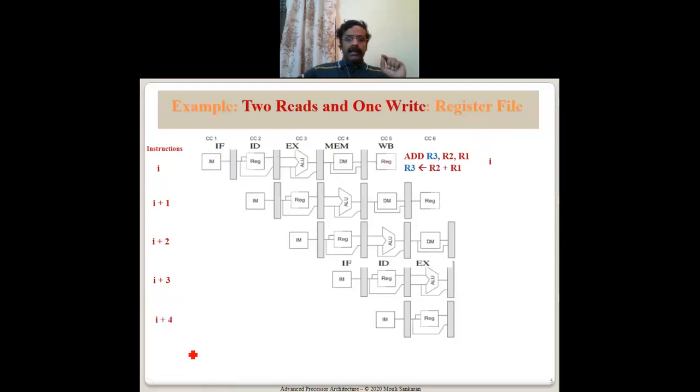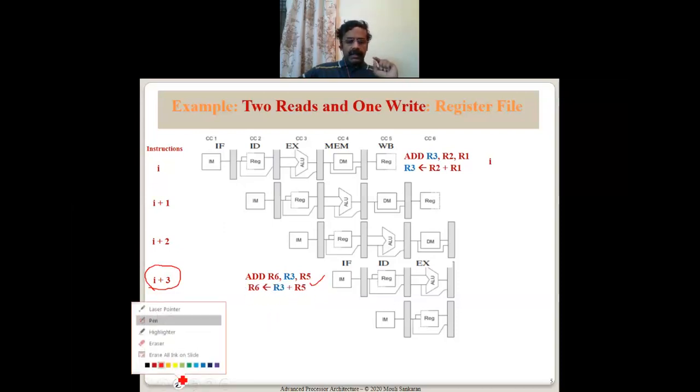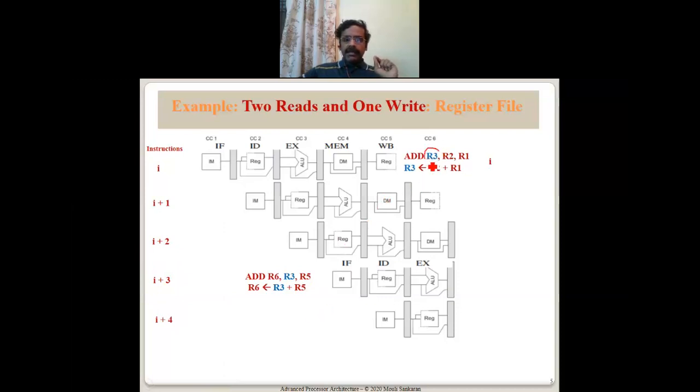Okay, now let us see. I am just assuming there is one more instruction, I plus 3, coming in, which is nothing but R3 plus R5 into R6. It is going to R6. Now look at this, I have colored it differently. The same register R3 which is getting the result from this instruction is an operand here, an input operand for this instruction which is coming in later.